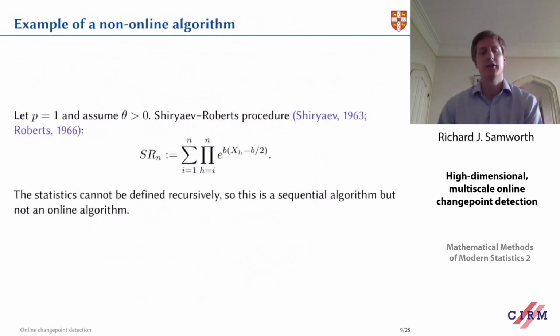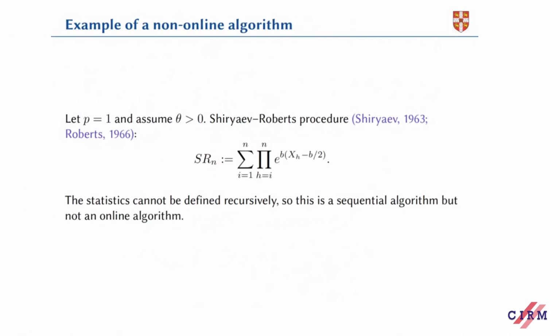One more example that's been used in online change point detection is the Shiryaev-Roberts procedure, and this procedure is even less of an online algorithm in the sense that I can't define it recursively. I need to be able to compute partial products from observations i to n for each i equals 1 up to n, and this is a sequential algorithm, but not an online algorithm. So the restriction of being an online algorithm is quite a strong restriction, but that's what to look for.